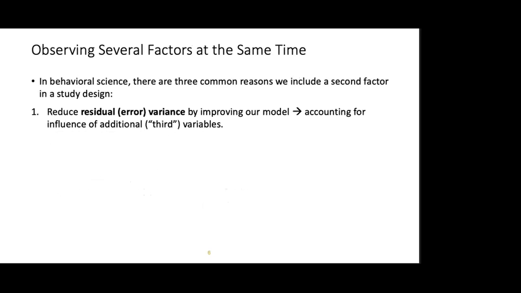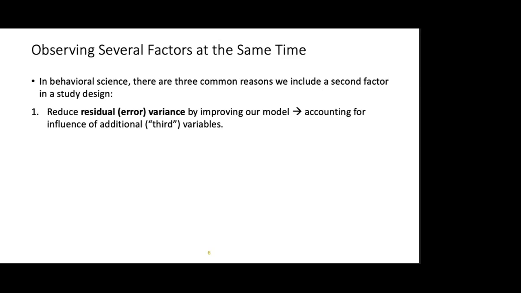Okay, so especially in the behavioral sciences, there are 3 common reasons why we would want to include a second factor in our study design. We do not only want to make it more difficult for us or test larger samples, right? That's more expensive and also more time consuming. But there are important reasons why we want to do that. The first of the 3 most common ones is that we can reduce the residual error variance by improving our model. We are familiar with that from our regression model, right? By including a second predictor, that's nothing different, it's exactly what we are doing.